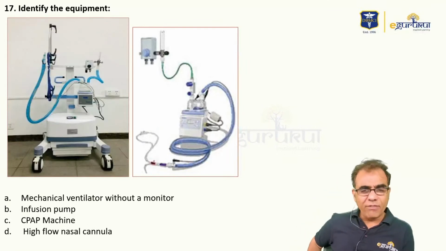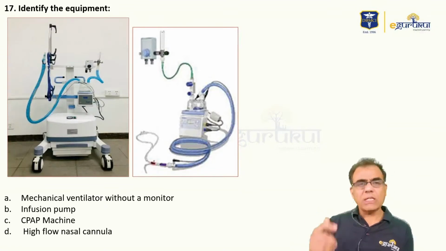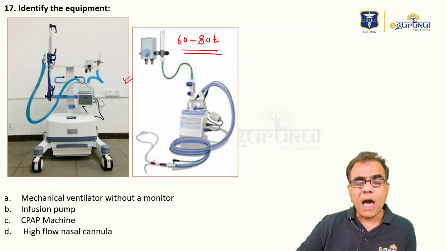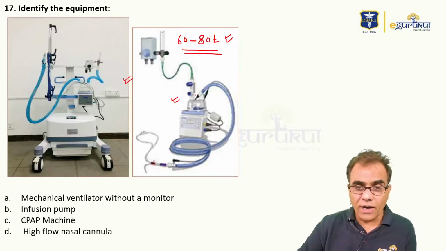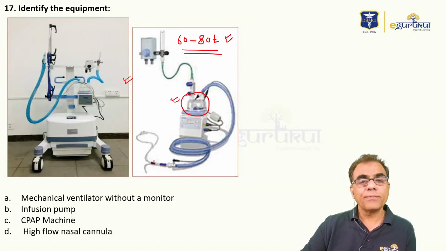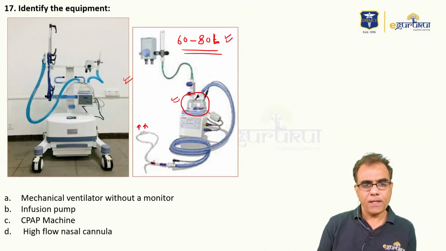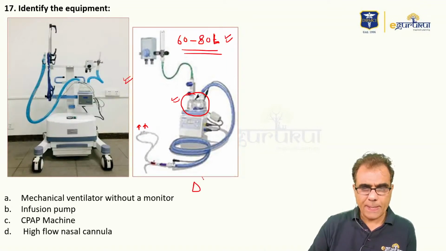Identify the equipment: mechanical ventilator without a monitor, infusion pump, CPAP machine, high flow nasal cannula. This is the high flow nasal cannula that we have already discussed, HFNC. So high flow, I told you, delivers very high flow. It can deliver up to 60 to 80 liters per minute. And the gases are humidified. Obviously, if you are dealing with such high flow, gases have to be humidified. So a humidifier is a mandatory part. And this is the nasal cannula, you can see. And I told you, if you are generating such high flow, 60 to 80 liters, that generates some positive end expiratory pressure also. So this is the high flow nasal cannula.